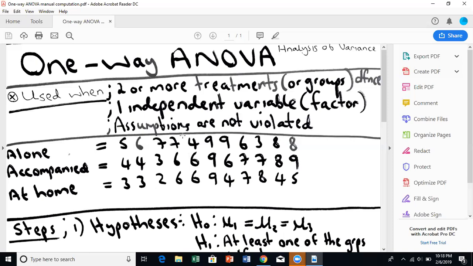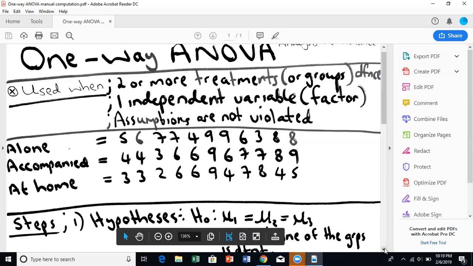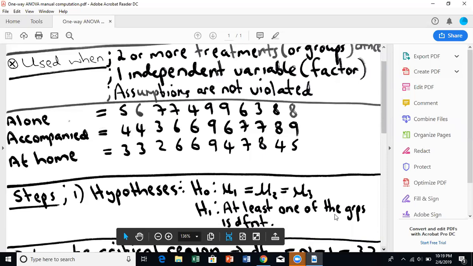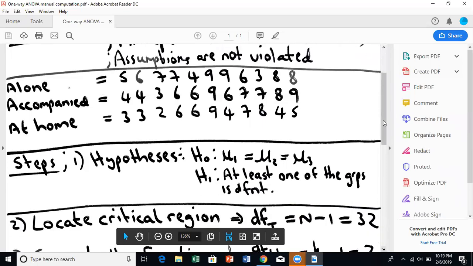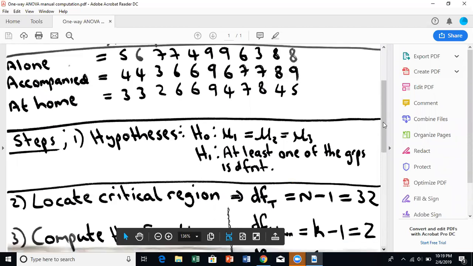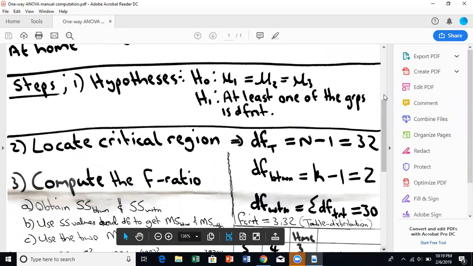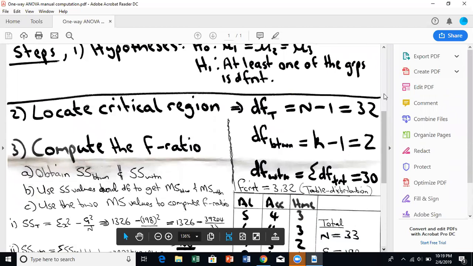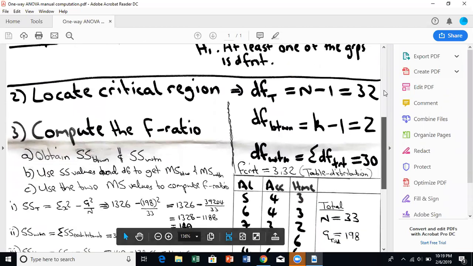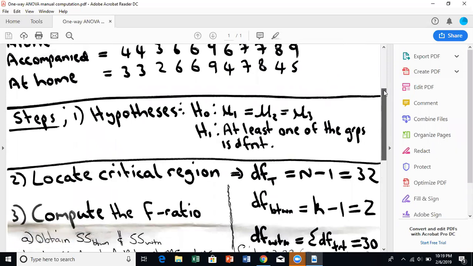So we want to compare if there is a significant difference, or if at least there is a difference between 2 of these 3 groups. That's what we want to do. So the same steps: you state the hypothesis, so it's different. Let's stop it here. So you state the hypothesis.